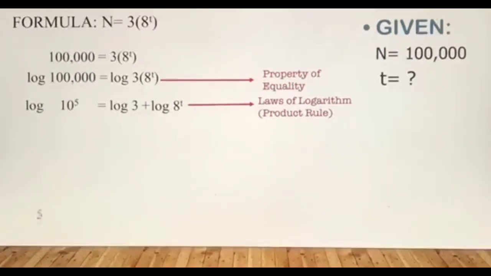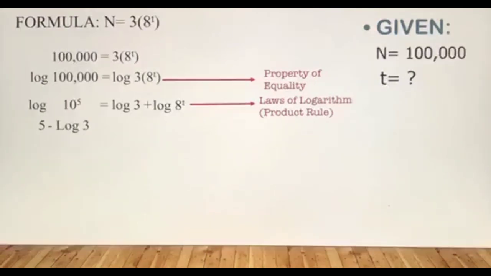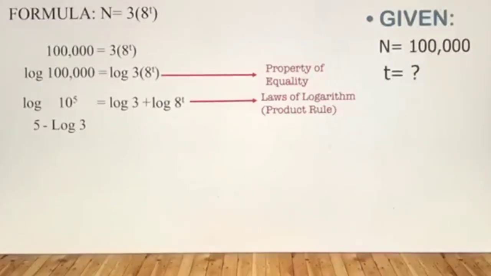Then bring down 5. How did we get 5? We got it from the exponent of 10. Negative log of 3. And how did we get the negative log of 3? We got it from the right side of our equation, and if we transfer it to the left side of our equation, it will become negative, equals. Bring down and copy log of 8 raised to t.